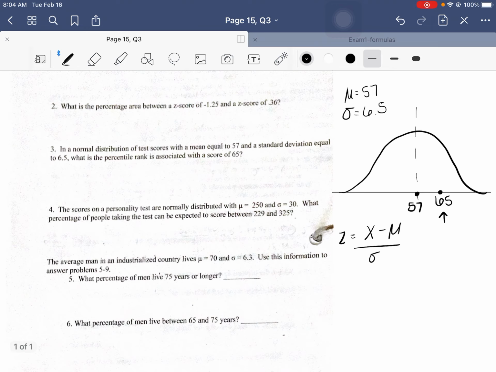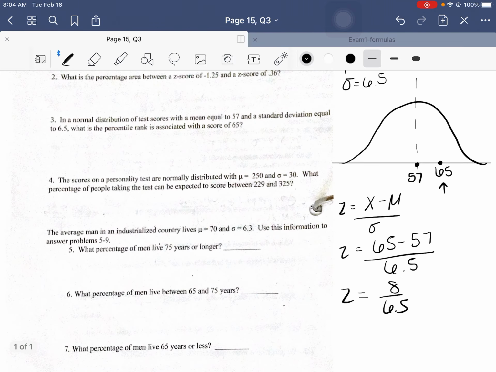For that one, our x value that we were given is 65. We were told that the mean is 57, and our standard deviation is 6.5. So we'll do 65 minus 57, which gives us 8. We'll divide that by 6.5, which gives us z equals 1.23.